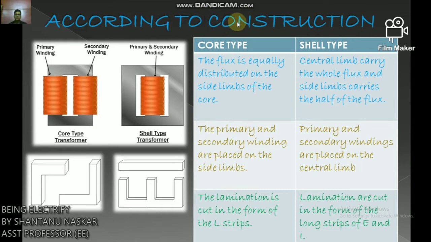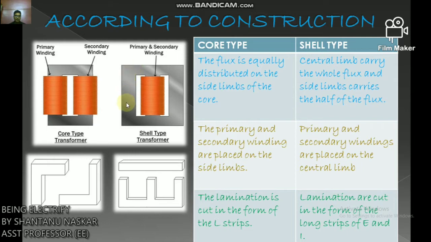So first of all, according to construction. According to construction, I divided the transformer into core type and shell type. This is the core type transformer, and this is the shell type transformer, and this is the lamination cutout of core type transformer, and this is the lamination cutout of shell type transformer. In core type transformer, the flux is equally distributed on the side limbs of the core. Okay, because core is here. And in shell type transformer, the central limb carries the whole flux and the side limbs carry half of the flux.